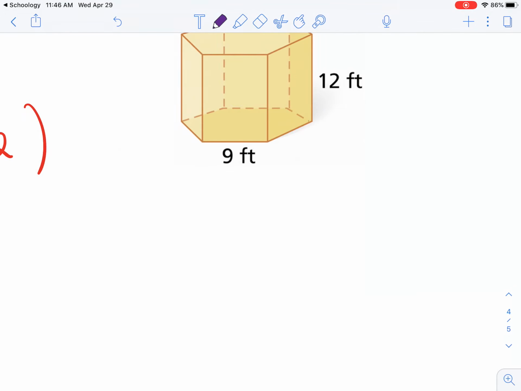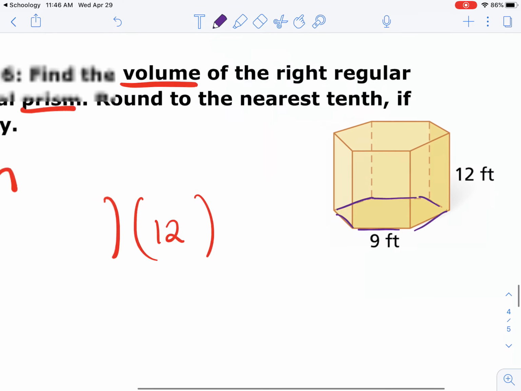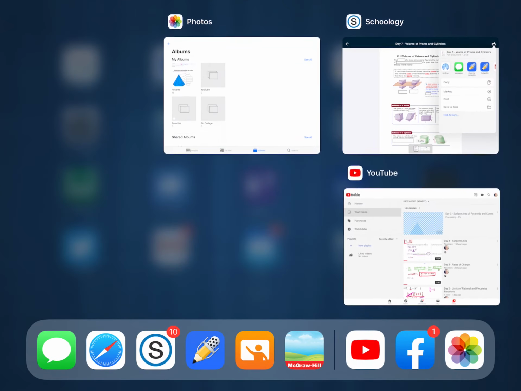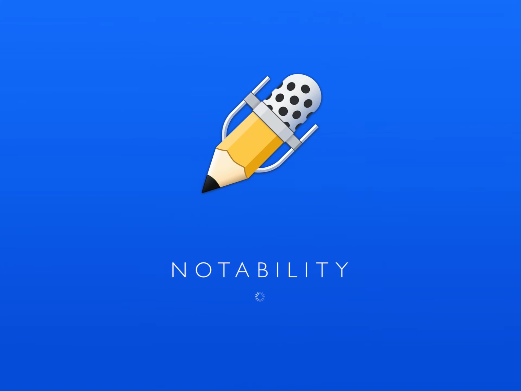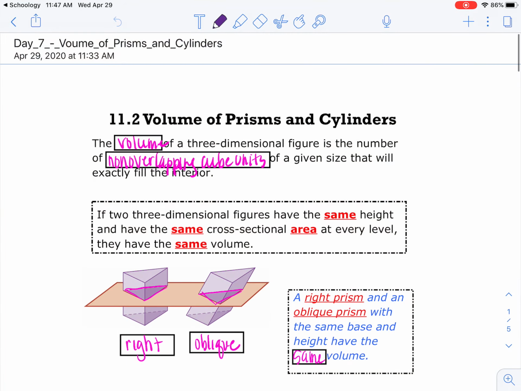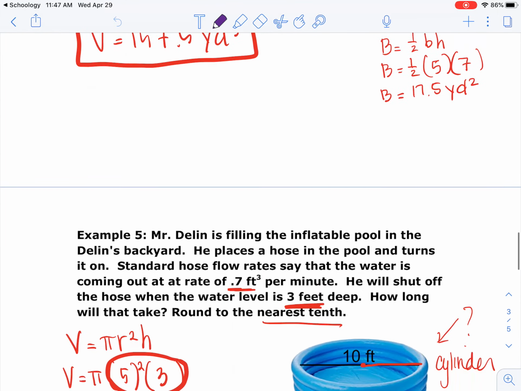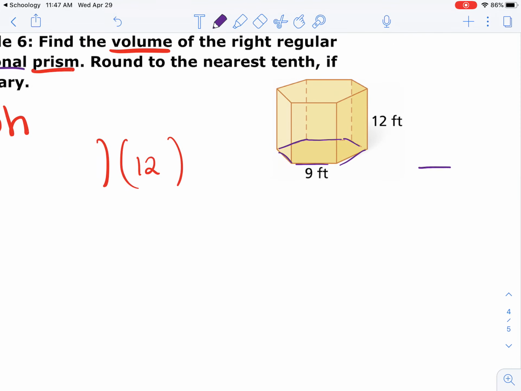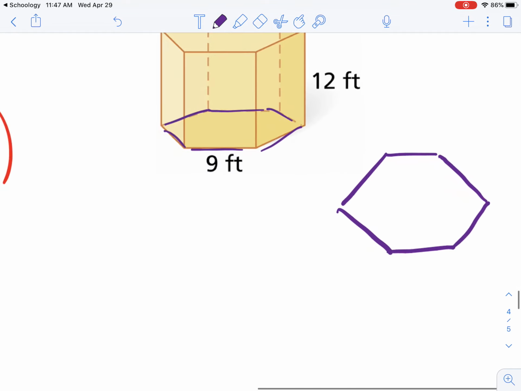So I'm going to draw the base separately. I'm going to count the sides here. 1, 2, 3, 4, 5, 6. Didn't need to do that because I just remembered that it told me it's a hexagon. Okay, and my iPad froze to say, don't do that, girl. What are you thinking? Okay. Isn't it fun when my iPad freezes? It's just so awkward. Okay, so 1, 2, 3, 4, 5, 6.